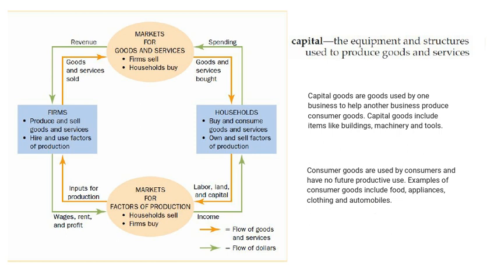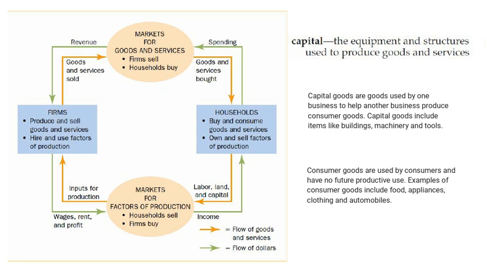All right. So, anyways, there's two loops here. There's an outer loop represented by the green arrows, and there's an inner loop represented by the orange arrows. And let's start with the outer loop. All right, the outer loop is where you and I, households, we buy and consume goods and services, and we buy them in the market for goods and services.